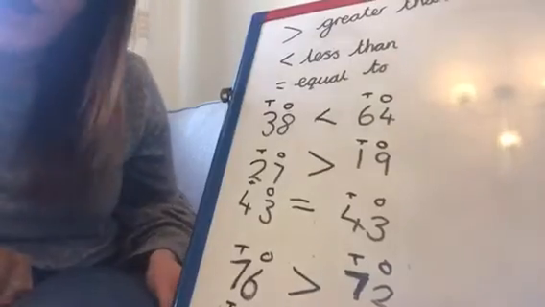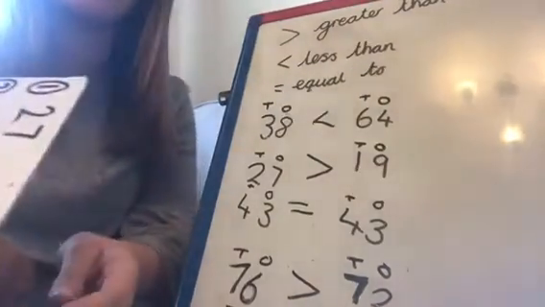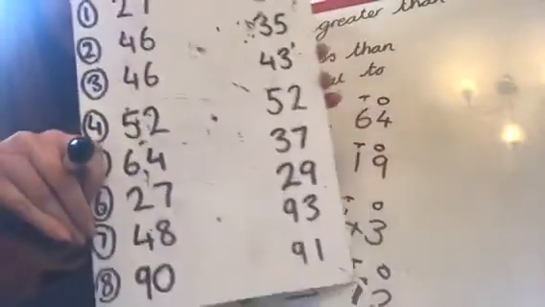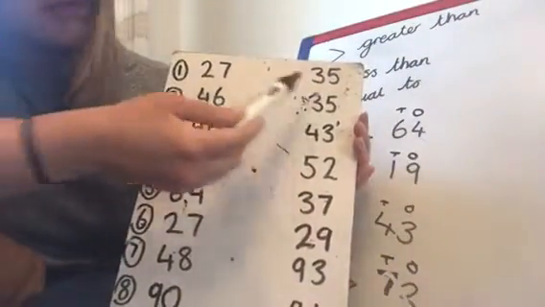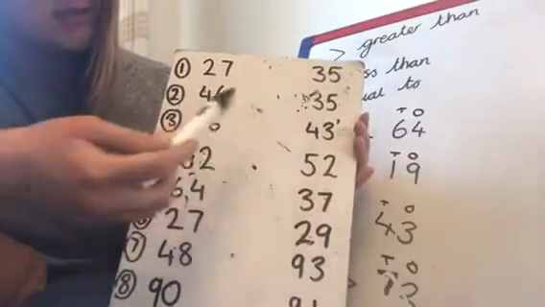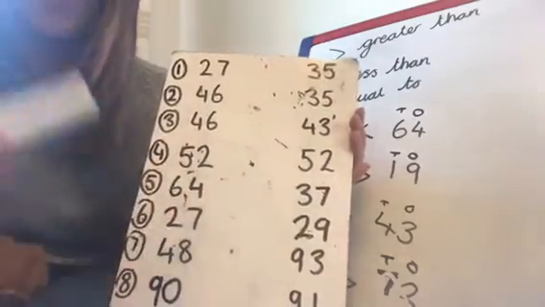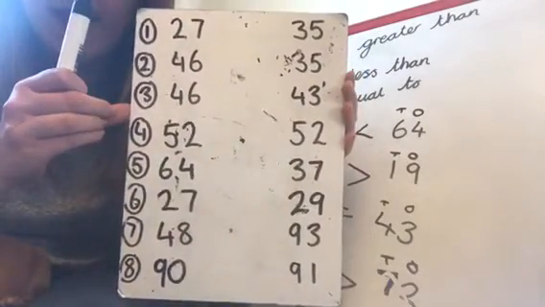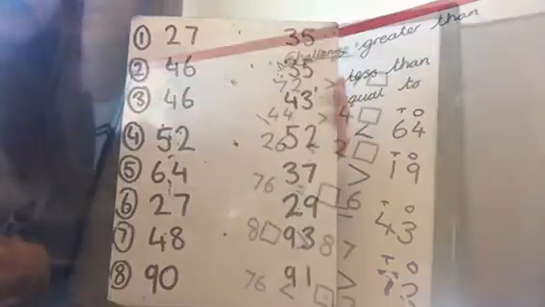Okay, so what I'd like you to do is exactly the same as I've done, and you might want to write your tens and ones to help you, but these are the numbers that I would like you to compare. Okay, so we have got 27 and 35, 46 and 35, 46 and 43, 52 and 52, and so on. So if you pause this now and have a little go in your jotter, and I'll be back in a second for an extra challenge. Okay, good luck, see you in a minute.